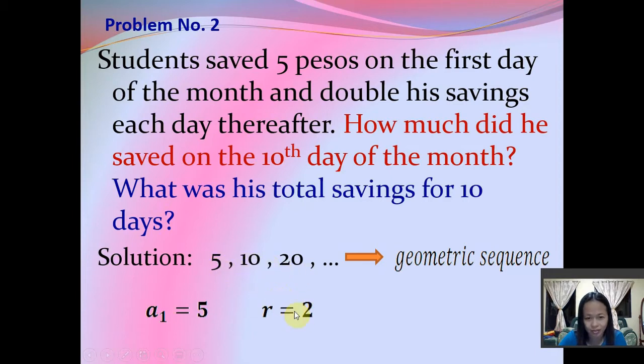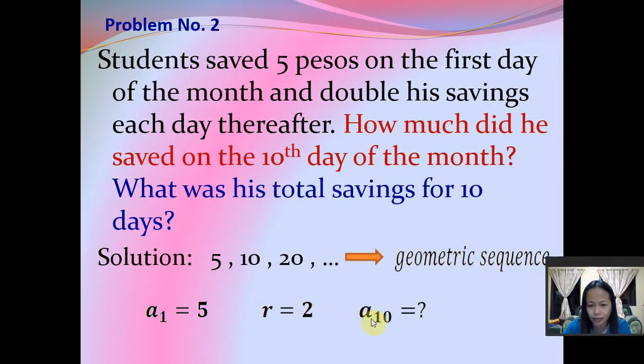20 divided by 10, that's also 2. Okay. Next, the first thing that we are going to look for is his savings on the 10th day. So therefore, we are going to look for the A sub 10, or the 10th term. Another is we are going to look for the total savings for 10 days.